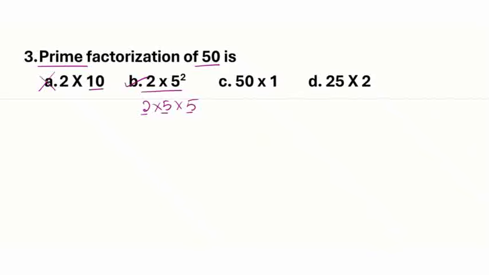For additional information, let's go to option C. 50 is not a prime number, so not option C. And finally, 25 is also not a prime number. So these numbers are called composite numbers. Here they specifically mentioned only prime factorization, meaning only prime numbers. So not option D, it's our option B.